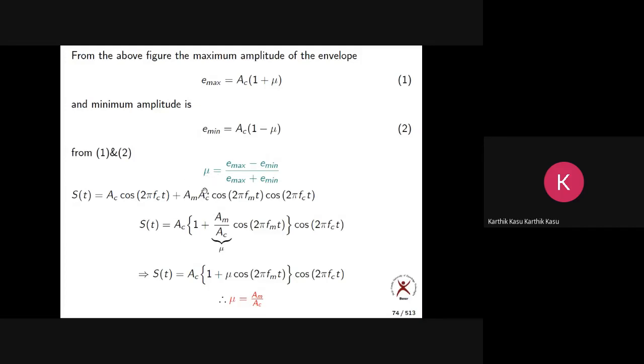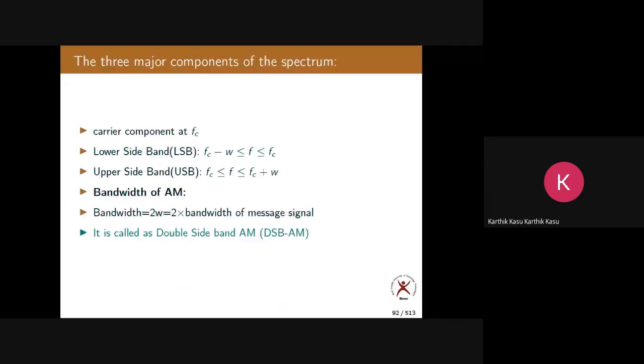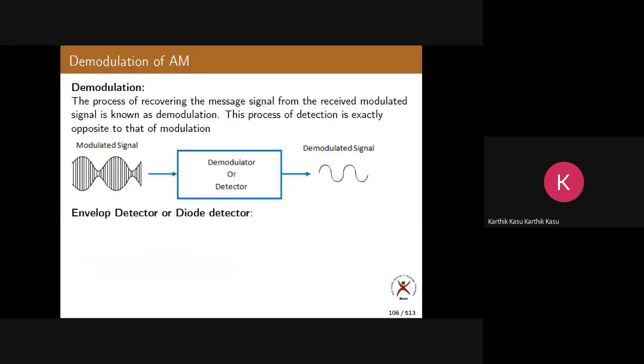See, Ka is nothing but a design specification, how you design your AM system, your AM transmitter. Here also it is AM only. Why? Because we have a carrier plus m(t) into c(t). We have a carrier c(t) plus m(t) into c(t). But we should make sure that Am/Ac is mu, that is less than 1. So this is a simple derivation, about the importance of Ka in designing the AM system.